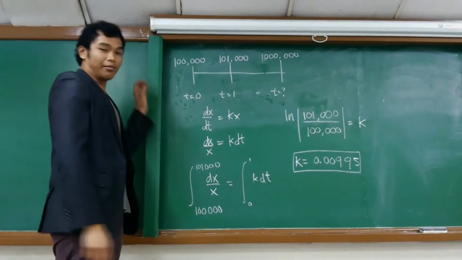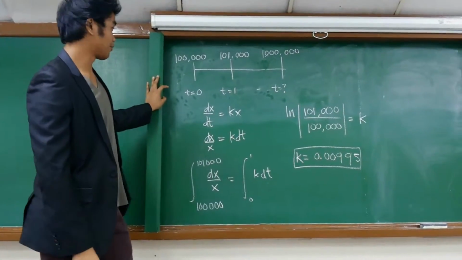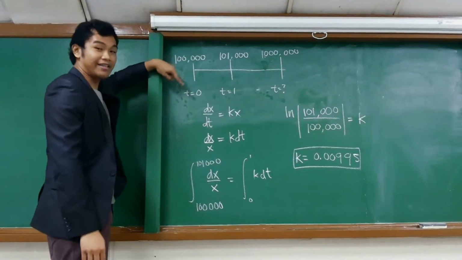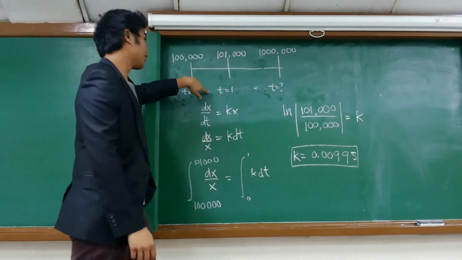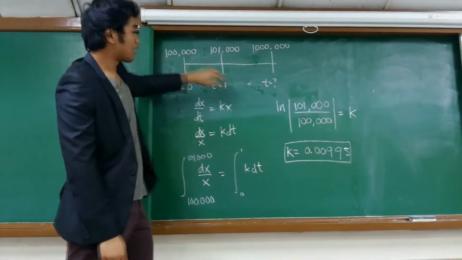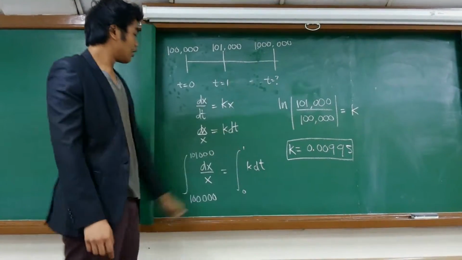So we have this problem wherein the scientists would like to know when the conians would reach 1,000,000. So we have this graph. At t equals 0, the conians are at 100,000. At t equals 1, the conians are at 101,000. At an unknown time t, the conians are at 1,000,000.